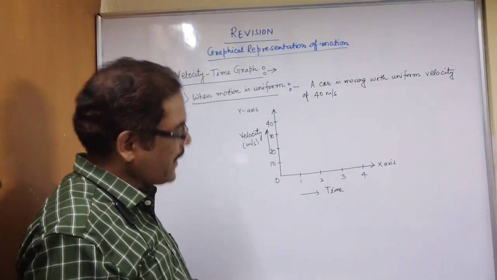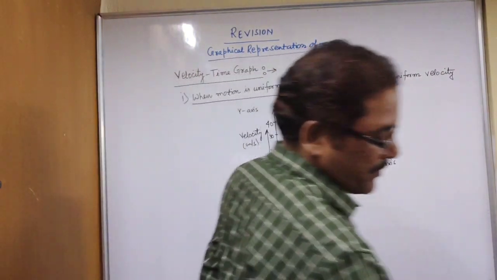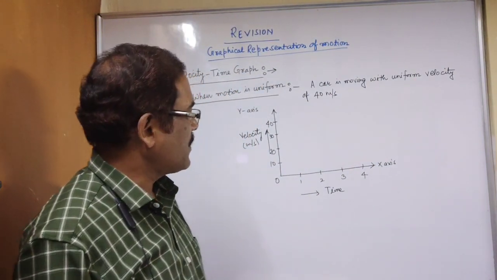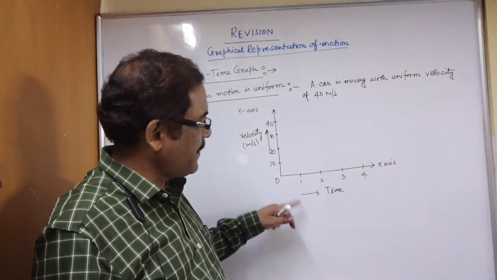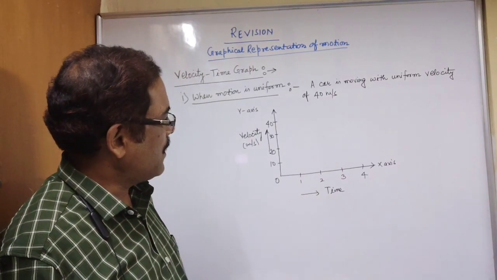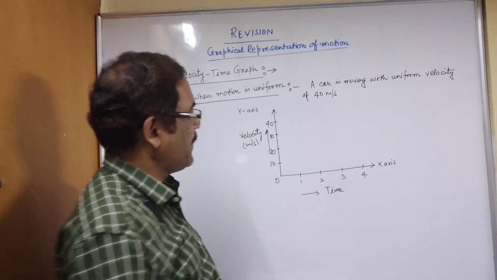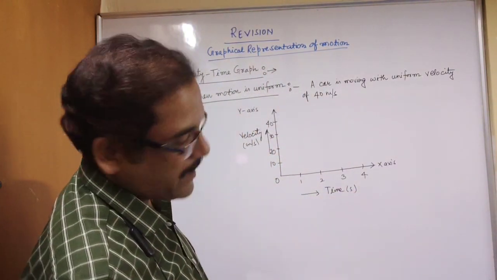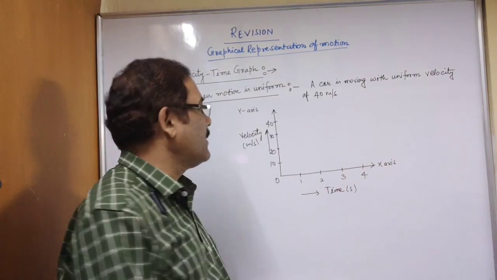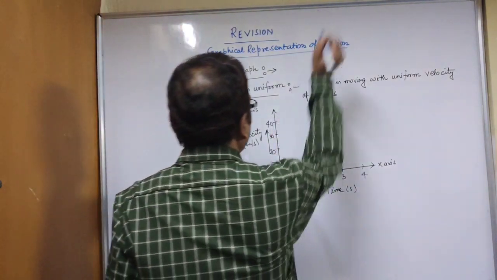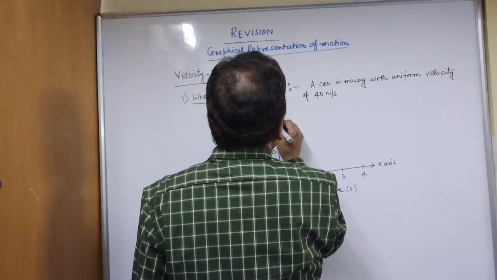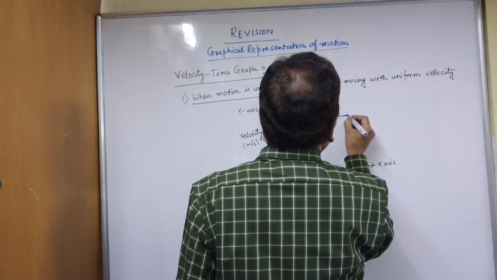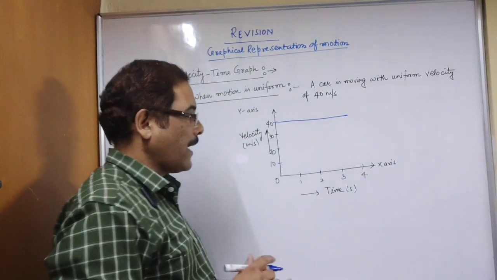Now if you want to draw a graph, the object is moving with uniform velocity. Velocity is constant, it means in the first second the velocity is 40 meter per second. In the second second also the velocity is the same. In the third second, in the fourth second, there is no change in velocity. So if you draw the graph, it will be like this. It will be a straight line parallel to the time axis.